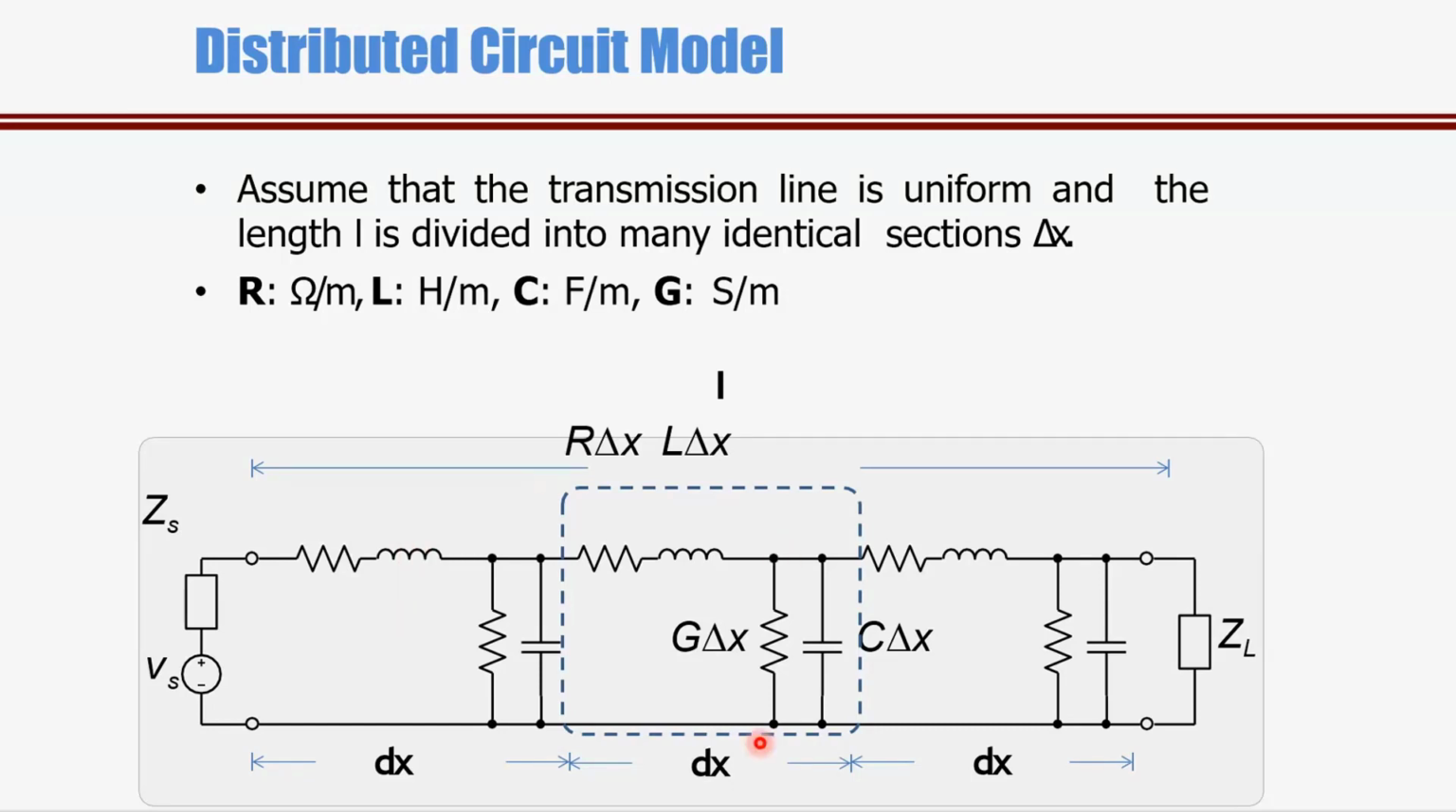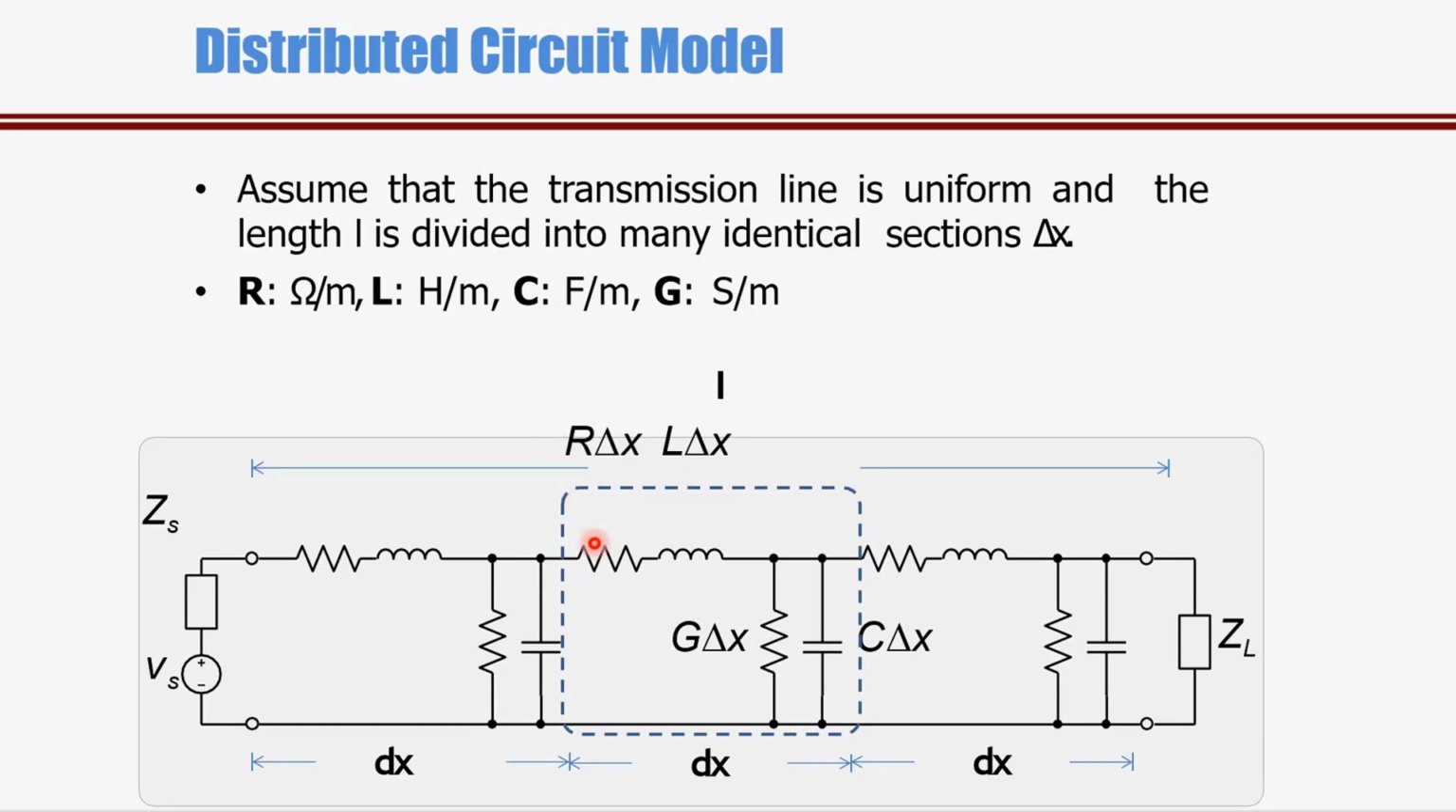Okay, so let us concentrate on this model. R into delta x, here it is written R into delta x means it is resistance. Already R is in terms of ohms per meter. If I take R into delta x, then I get only resistance, because R is given in terms of ohms per meter. If I multiply it by unit length delta x, then I will get R in terms of ohms. So here each parameter is multiplied by length delta x.